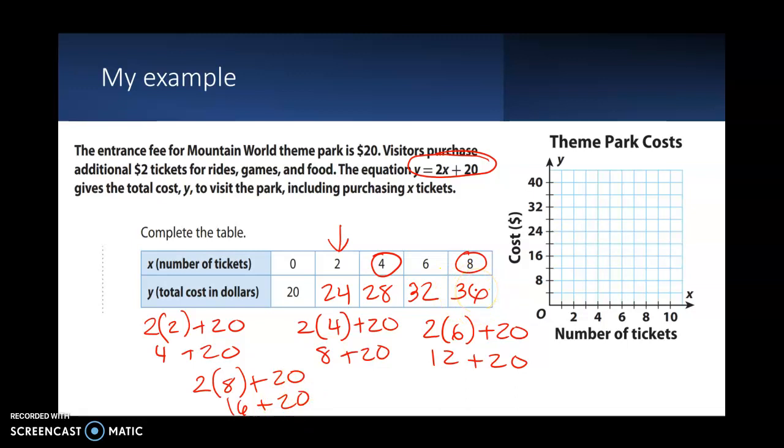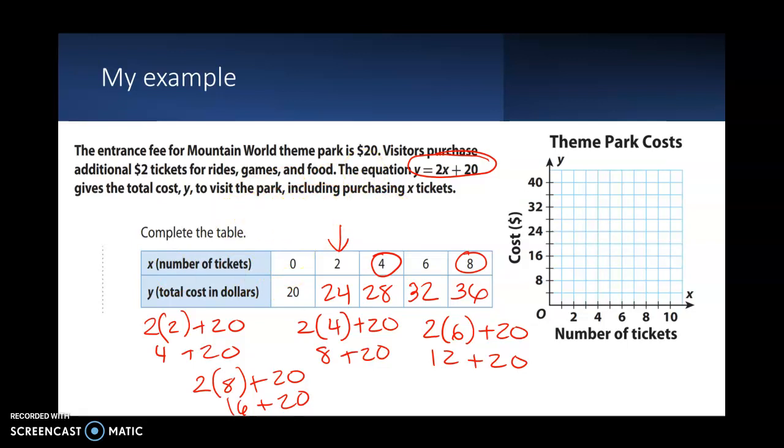And we are done. You might have noticed it was going up by 4 each time. If you didn't understand, we can just put these in the calculator. It's 2 times 2 plus 20. Type that in the calculator and you'll get your answers. Okay? Next, we've got to graph these.